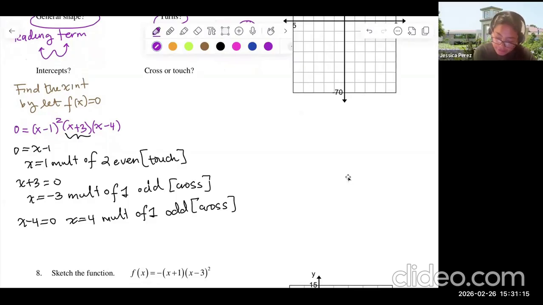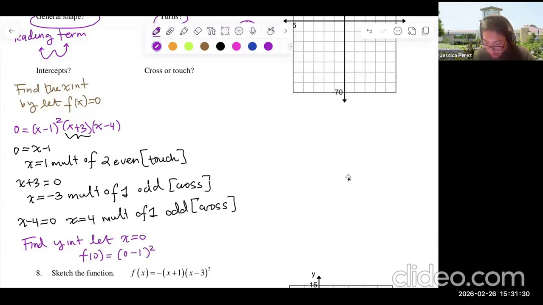Now, if I want to find the y-intercept, you let x equal to 0. So f of 0 is equal to (0 minus 1) quantity squared times (0 plus 3) times (0 minus 4). That's going to give us negative 1 squared times 3 times negative 4. And that gives us a value of negative 12. So the point is 0, negative 12.